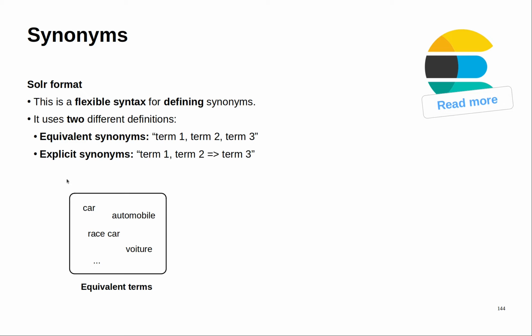The second one is called explicit synonyms. This one maps specific words to one term. For example, if you have personal computer, you can map that to PC. Or if you have iPod or i-Pod like this, you can map that to iPod without spaces or without dashes. So whenever a user specifies one of these terms, it will automatically look for this one.